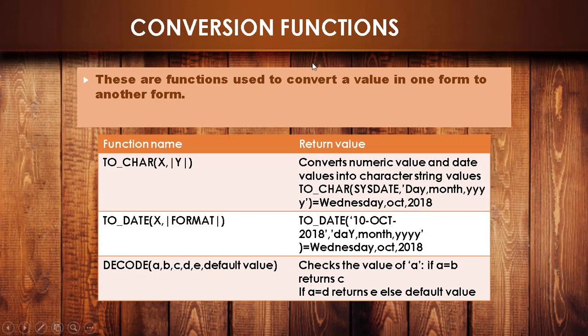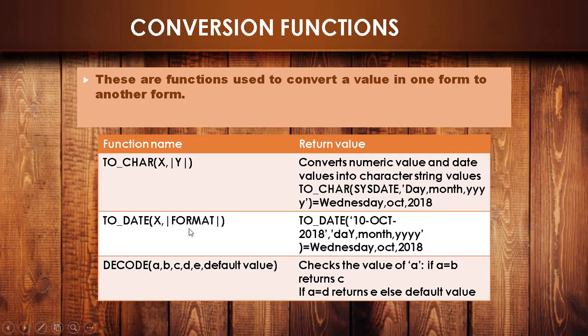The conversion functions are also single row functions. These are the functions used to convert a value from one form to another form. To char, two parameters x and y are given. It will convert numeric values and date values into character string values. That is, to char sys date, comma date, month, year will be given. It will convert that into a character string, that is Wednesday, October 2018.